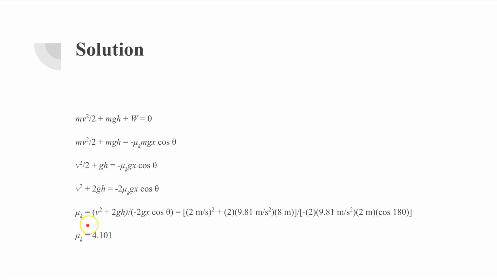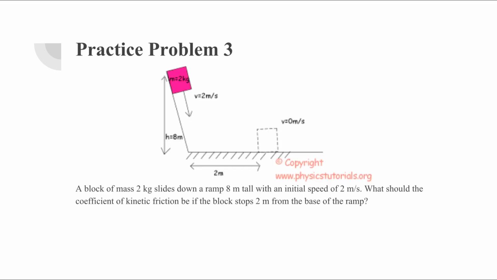Mu k cannot be negative, at least in the real world. Cosine of 180 will be negative 1, so the negatives cancel out. We get a mu k of about 4.101. That's from this math. There's no material with a mu k that large. In fact, there are not even many materials with a mu k of just above 1. So a mu k this large shouldn't practically exist.